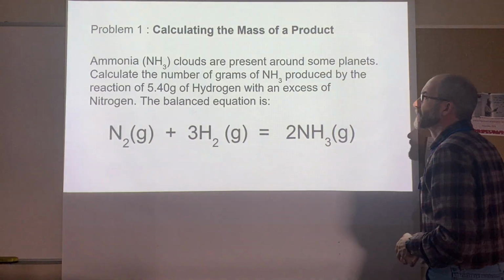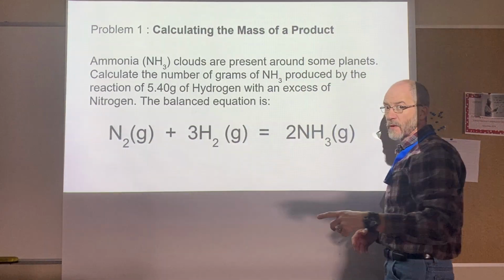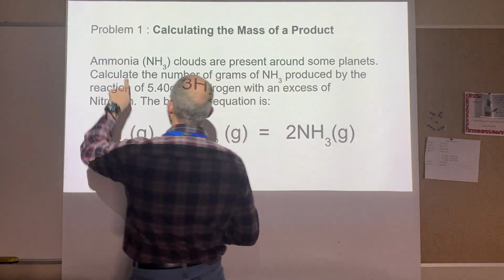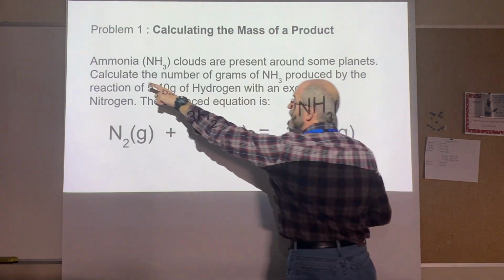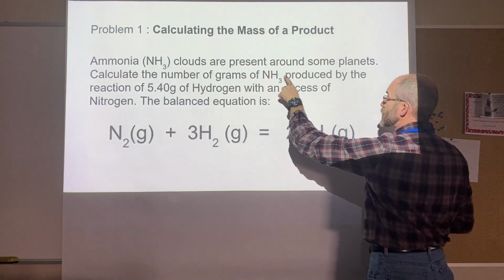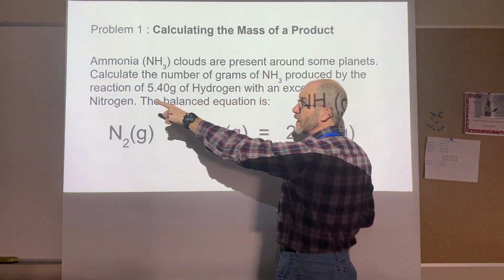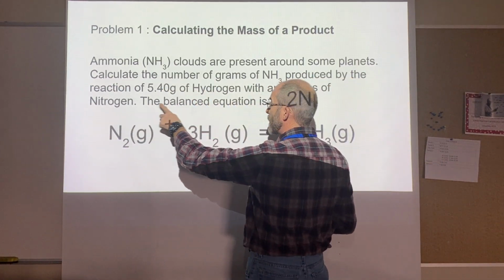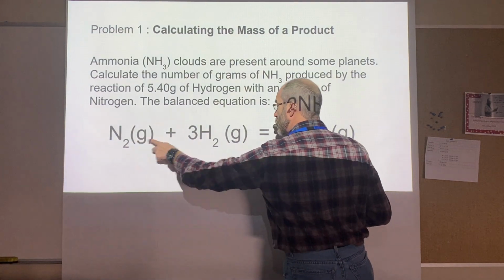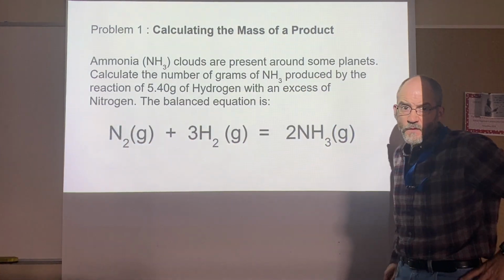So here we go. Calculating the mass of a product, so we're going to begin with mass. Ammonia, NH3, clouds are present around some planets. Calculate the number of grams of NH3 produced by the reaction of 5.4 grams of hydrogen with an excess of nitrogen. The balanced equation is, and here's your equation. Now I'm going to give you a piece of advice.